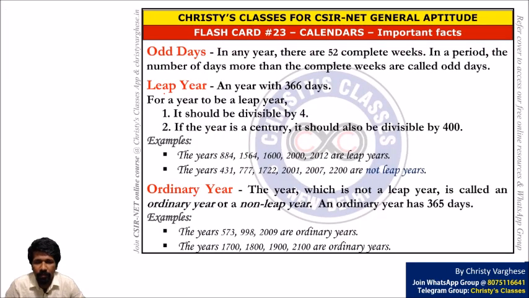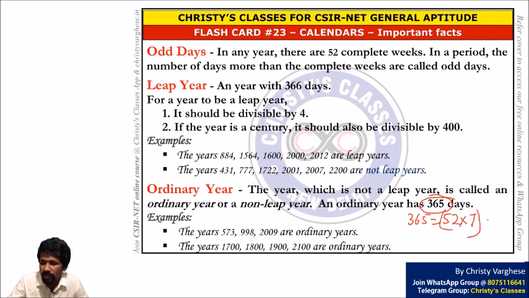In general, for calendar problems, I have summarized the most important things. In a normal year, there are 365 days. If you split it up, that is 52 complete weeks, meaning 7-day complete weeks, and 1 day extra. Why 1 day extra? Because if you divide 365 by 7, the quotient is 52 and the remainder is 1. That means 1 day extra.